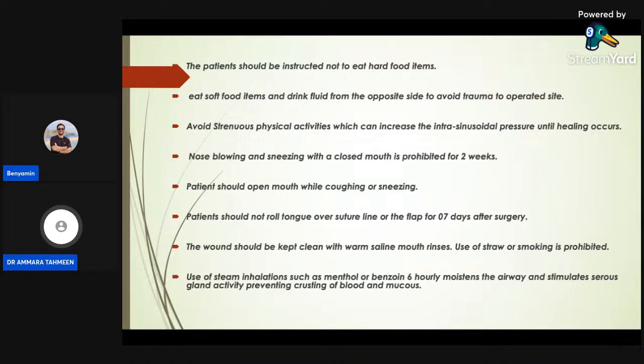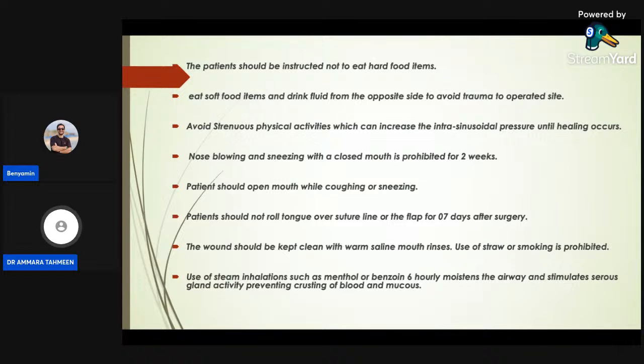They should avoid strenuous physical activities such as working out in the gym, lifting heavy equipment, bending and carrying some heavy baggage or whatever it is. When the patient bends and lifts heavy weights, it puts pressure into the head and neck region. Subsequently it puts pressure into the sinus region, which may increase intrasinus pressure, which may lead to the opening up of the flap.